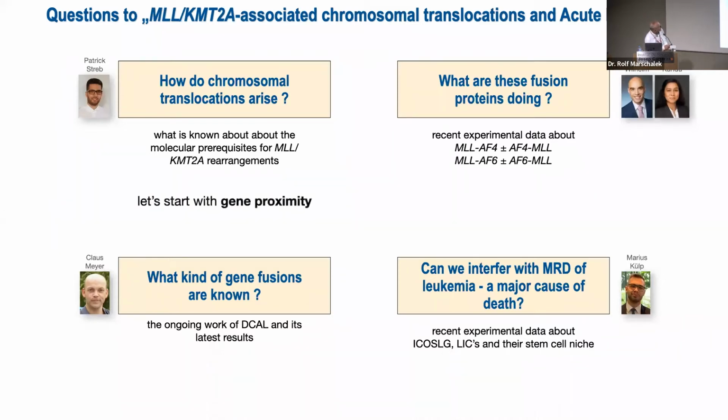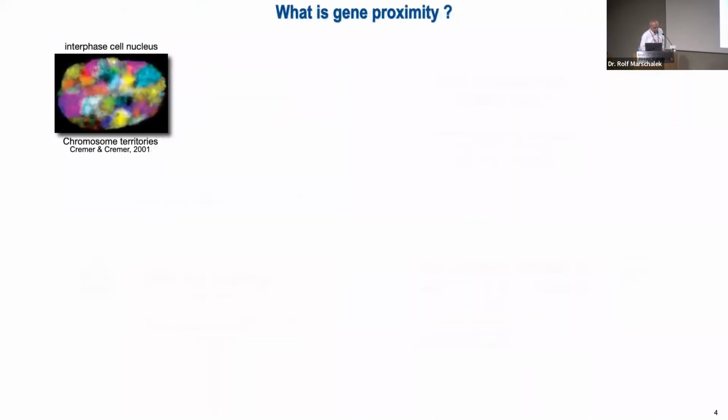So let's start with this basic fundamental scientific question: why do we get chromosomal translocations at all? I will start with something which most people are not really working on, namely an interphase cell nucleus, which you can see here. You can see the decondensed chromosomes in different colors. These colored blobs are our chromosomes, which are tightly packed into this nucleus. We call these areas of the chromosomes chromosome territories.